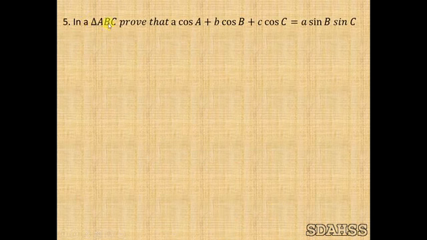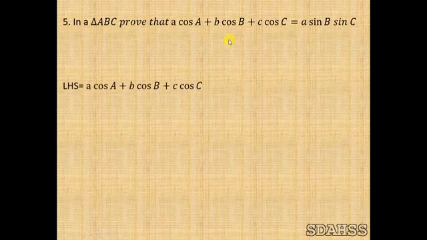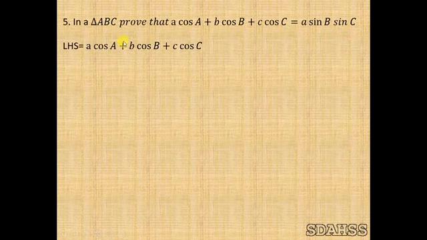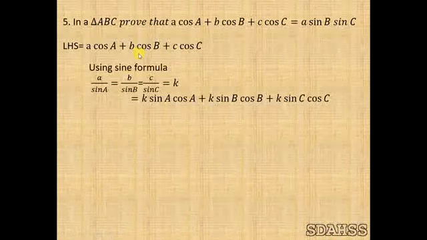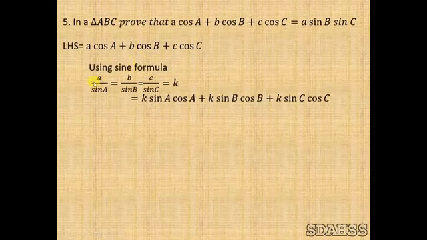Fifth sum. In a triangle ABC, prove that A cos A plus B cos B plus C cos C is equal to A sin B sin C. Consider the LHS, that is A cos A plus B cos B plus C cos C. Use the sine formula, that is A by sin A is equal to B by sin B is equal to C by sin C is equal to K.